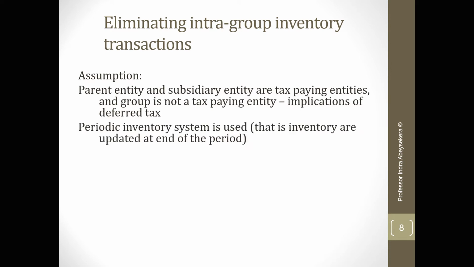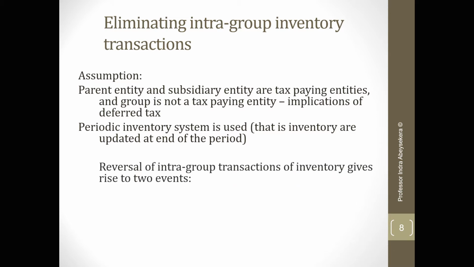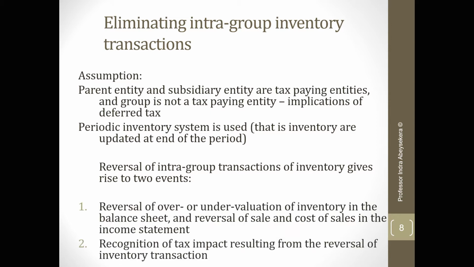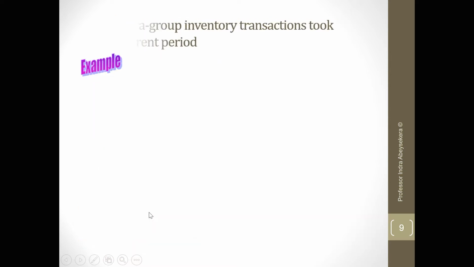So when we are looking at these examples, we're saying that parent entity and subsidiary entity are tax-paying entities, and the group is not paying taxes, and we are following the periodic inventory system for us to understand the general journal entries. And reversal of intergroup transaction gives rise to two events, as we talked about: reversal of the over or undervaluation, and then reversal of the gain or loss as a result of this transaction, and then the recognition of tax impact resulting from the reversal of the inventory overvaluation or undervaluation.